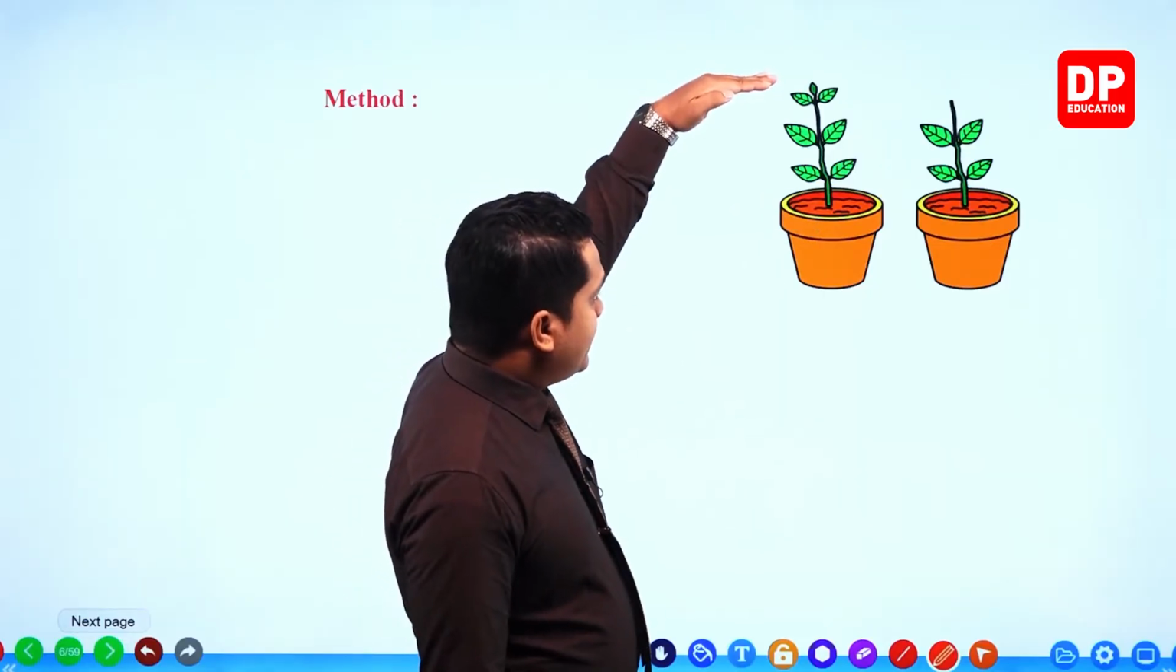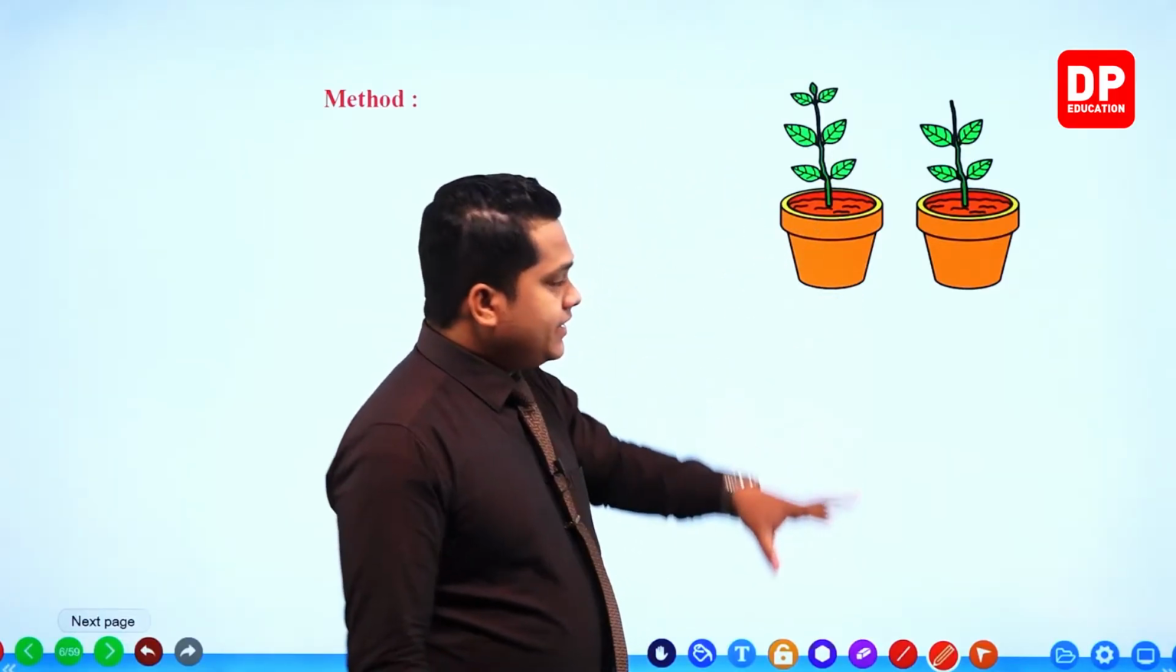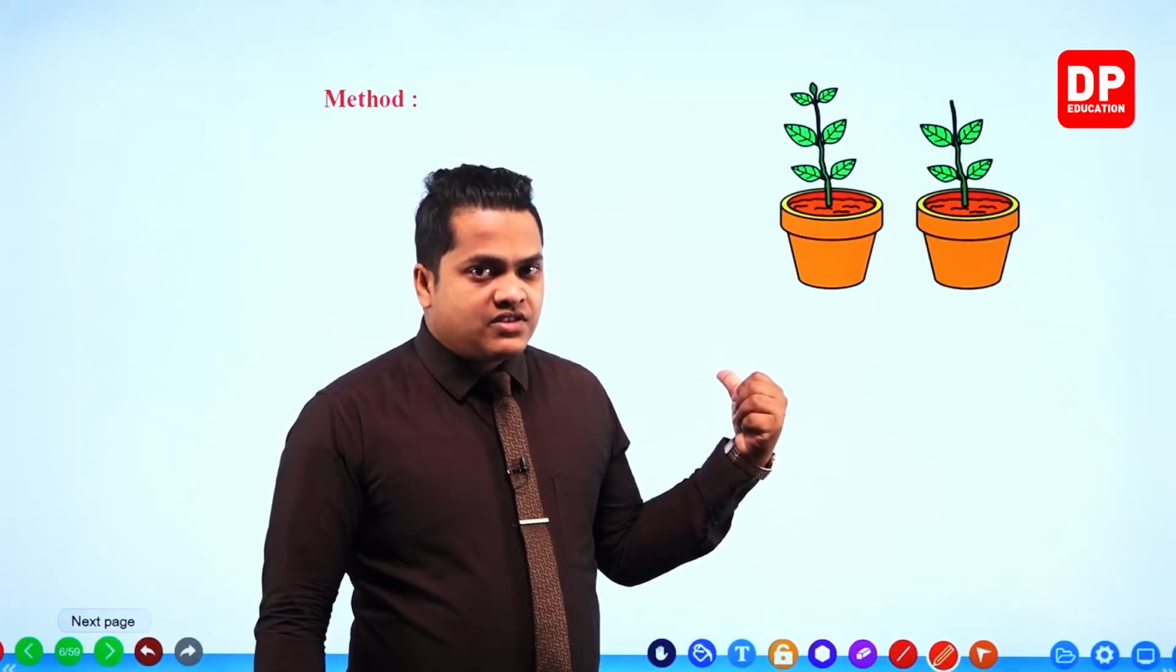So this is our experiment. By doing this experiment, we are going to find out whether the apex affects the development or growth of a plant. If the height increases in this particular plant, then we know that the apex is the one which helps the development and growth of the plant given in the first figure.